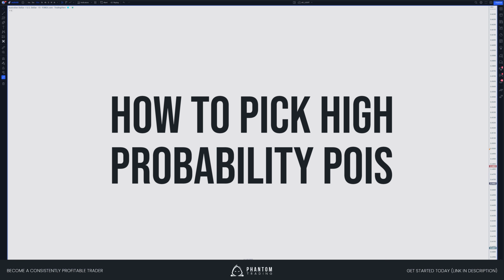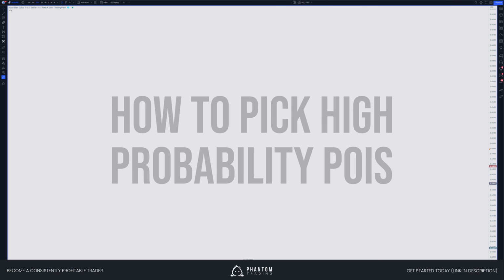We're going to cover a bunch of different things to look for, as well as some things to avoid, so that we can avoid taking losses on POIs that maybe aren't that high probability.